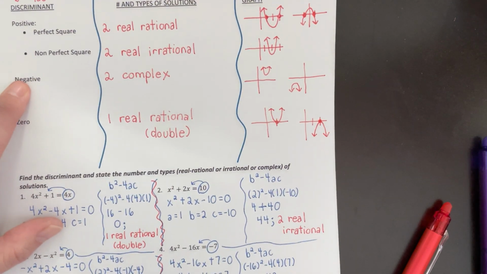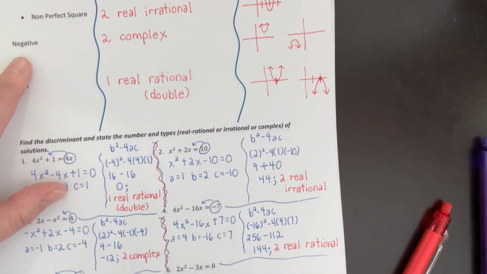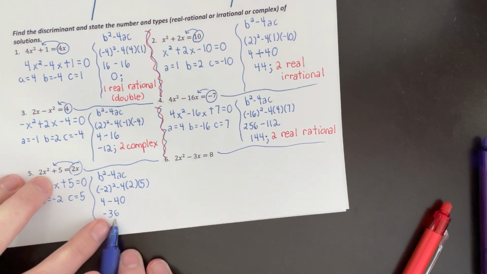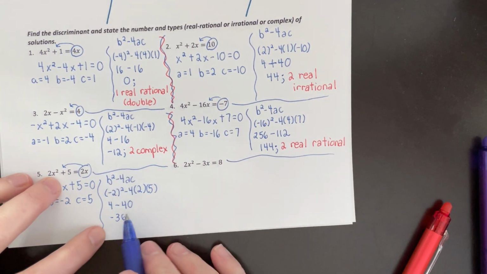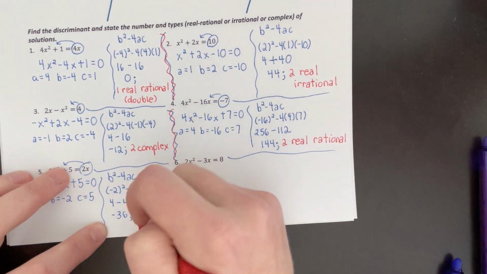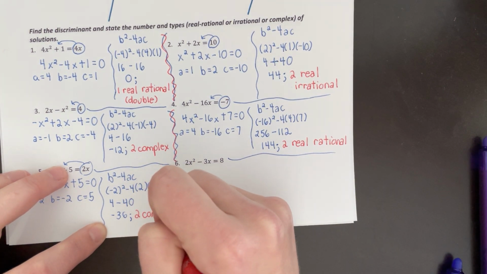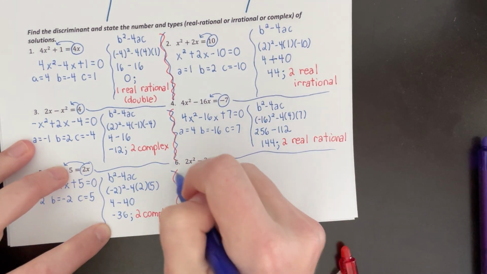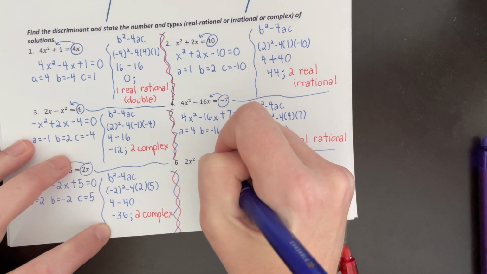So remember, I'm negative, okay, and it doesn't break it up into perfect square or non-perfect square. So it doesn't matter that this is a perfect square and that wasn't a perfect square. If it's negative, the only thing you say is 2 complex. Okay, we're almost done, y'all. Thanks for bearing with me.